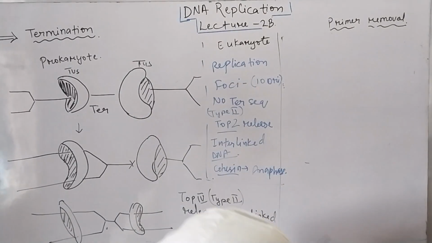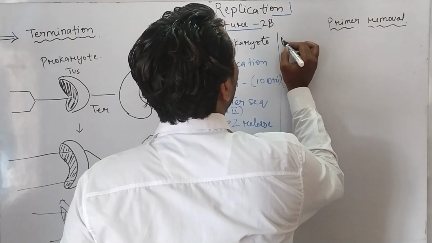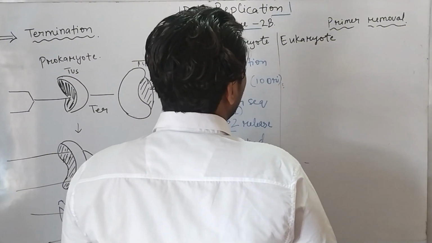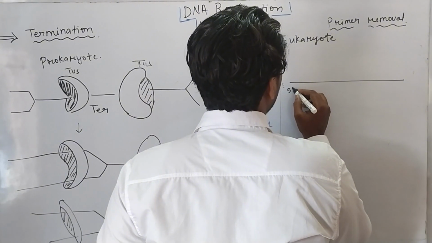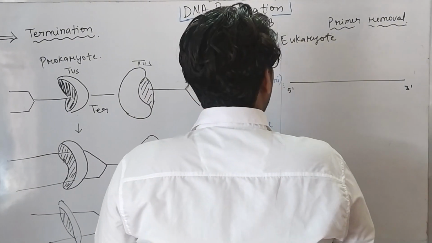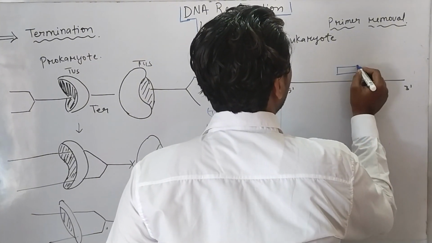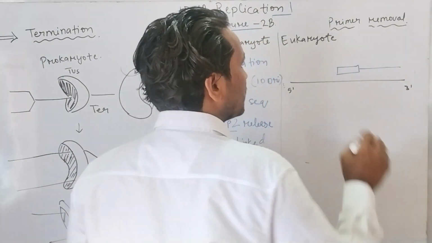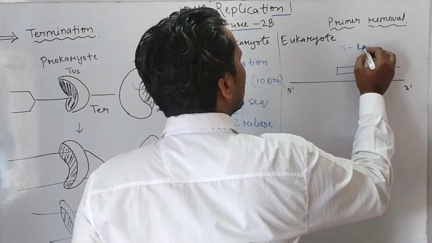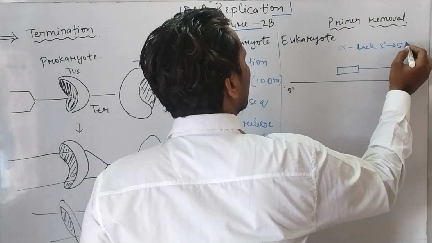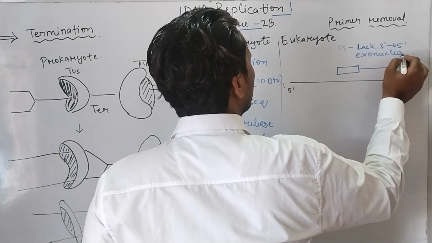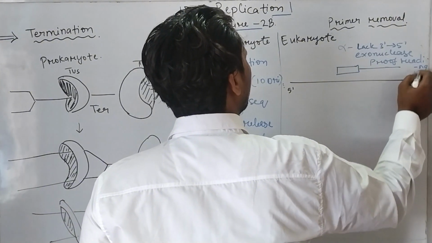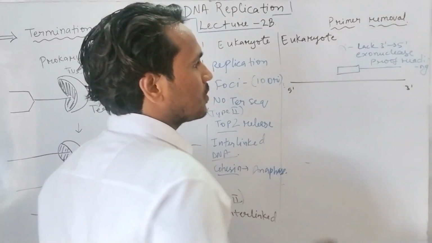So in case of the eukaryote, what we have to do, importantly, we have to draw 5 prime to 3 prime directly. This is the template DNA, and this is my primer. This primer is made because of the primase activity and alpha polymerase. This alpha polymerase lacks 3 prime to 5 prime exonuclease. What is meant? It lacks proofreading. So it doesn't have proofreading activity.